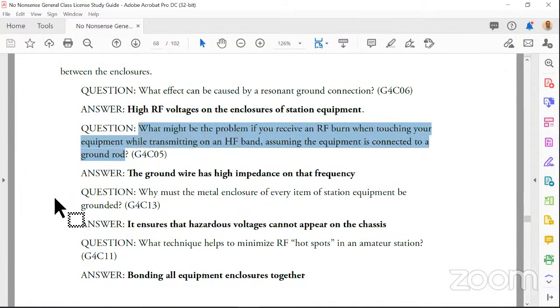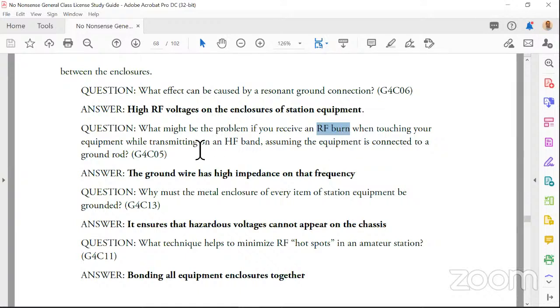What might be the problem if you receive an RF burn when touching your equipment while transmitting on an HF or high frequency band, assuming the equipment is connected to a ground rod? Right, so again, similar theme. You get an RF burn, not nice, when you touch your transmitter. All right, but you're grounded, huh? What could be the problem? Well, we said that it could be that the ground wire has a high impedance on that frequency. With that high impedance, it ends up acting as an antenna, really. And that's when you're going to get your RF burn if you touch the transmitter.